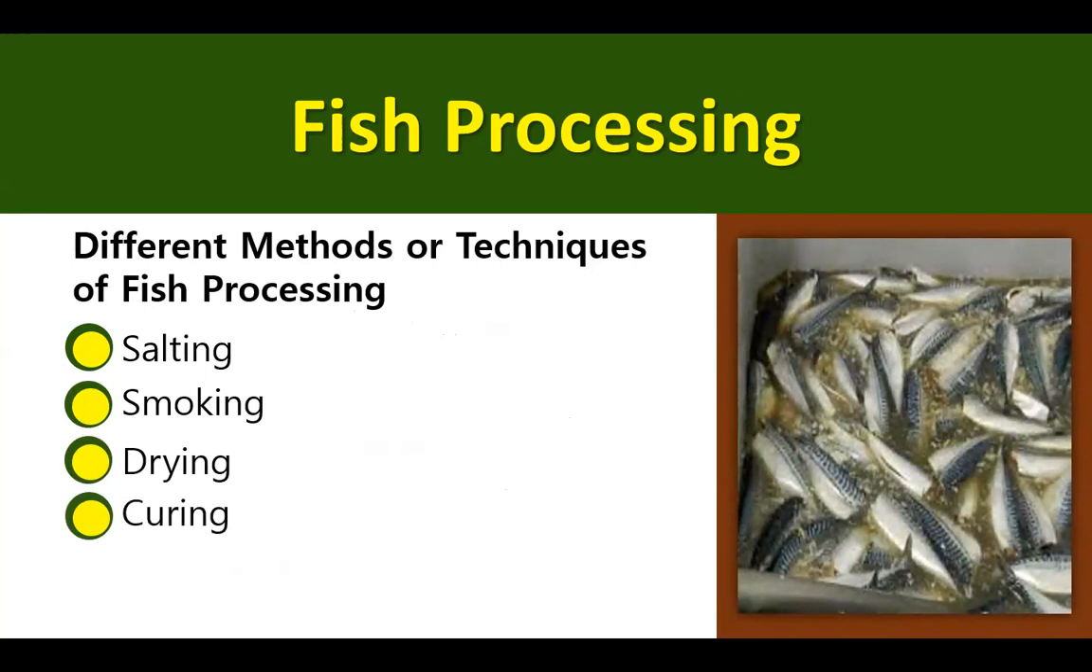Next method or technique of fish processing is called curing. This method uses chemical preservatives, including vinegar and salt, smoke, and other physical factors to reduce the moisture or water content of the fish. Cured fish or fishery products possess flavor and texture completely different from those of the fresh fish.